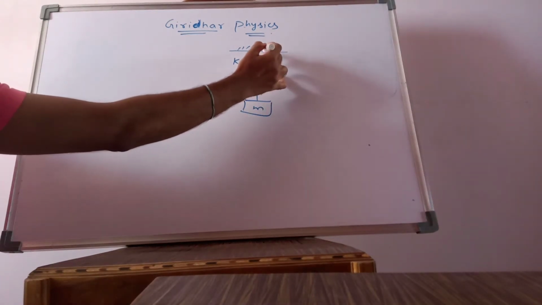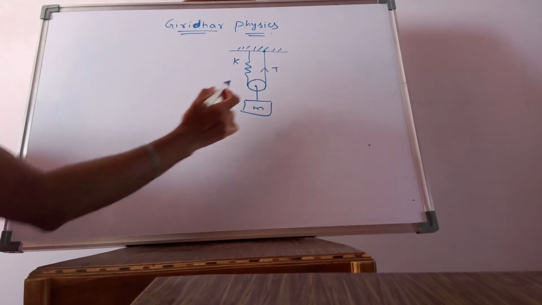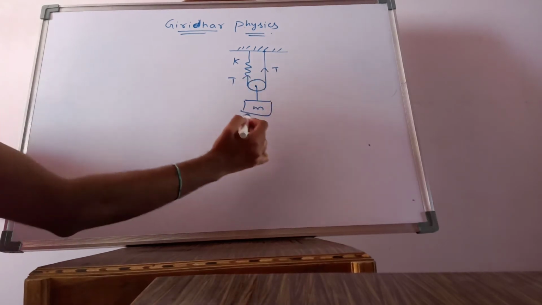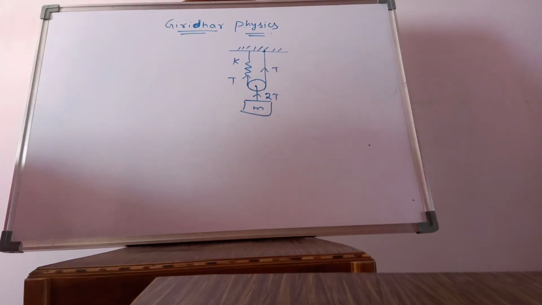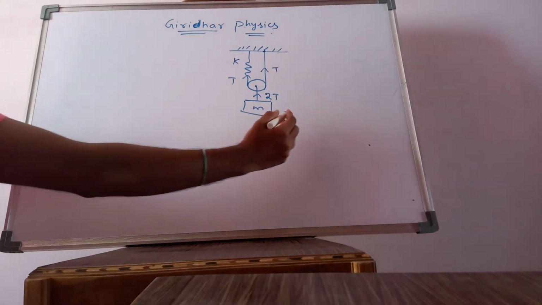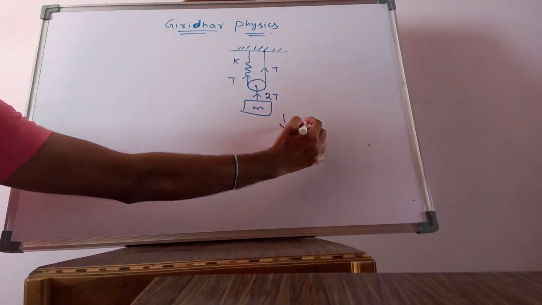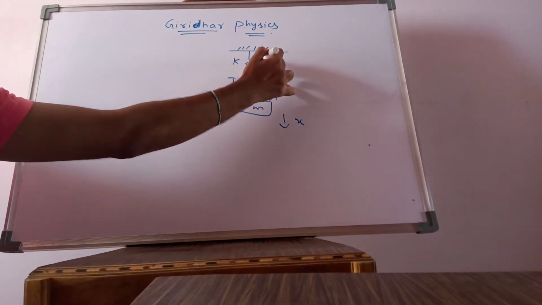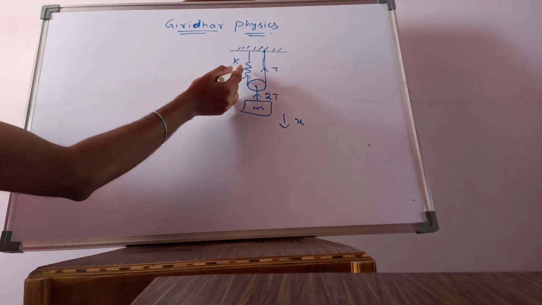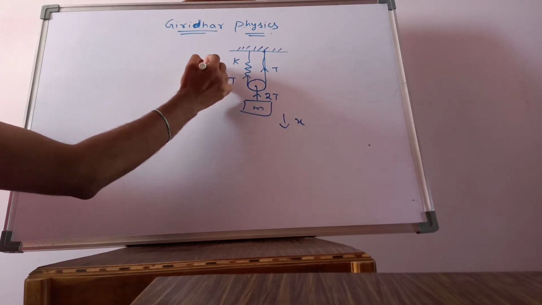See, this is a rigid, inextensible string. Now this is also tension T. Okay, what is the tension now? 2T. Correct? Now what is x? x is the displacement of the block. Now this is an inextensible string. What is its displacement? 0. But this is a spring. So what is the displacement of the spring?